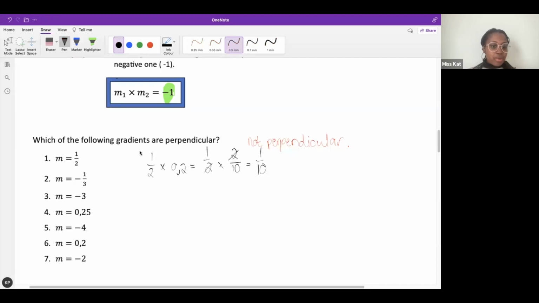I hope we are working where we are because we're very quiet. Which two are perpendicular?